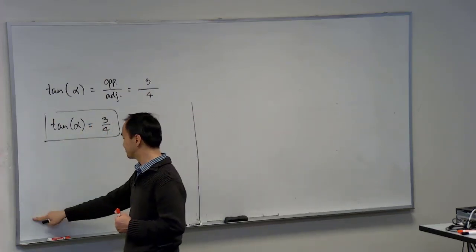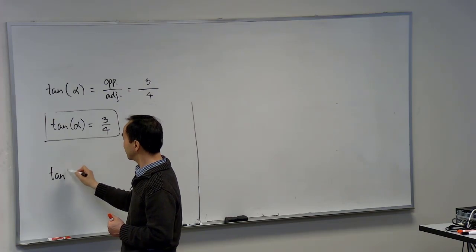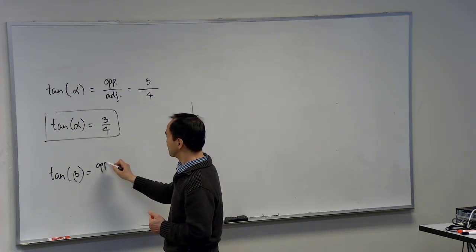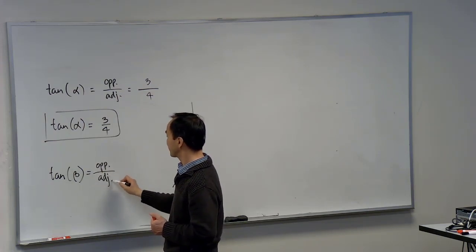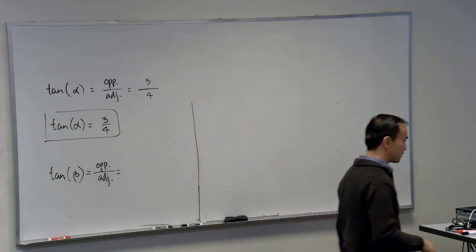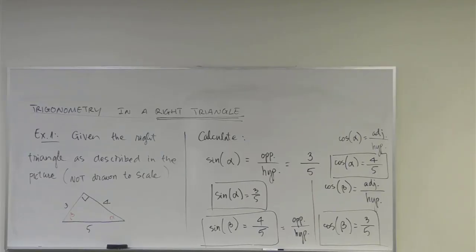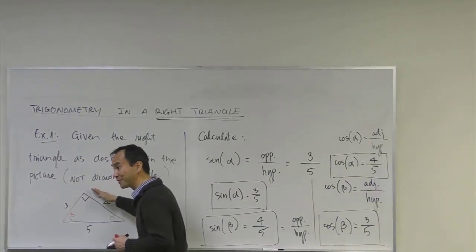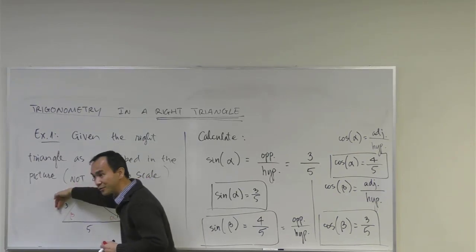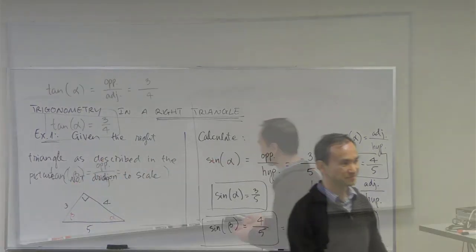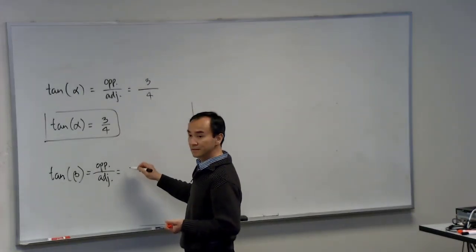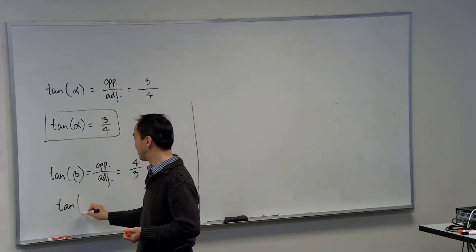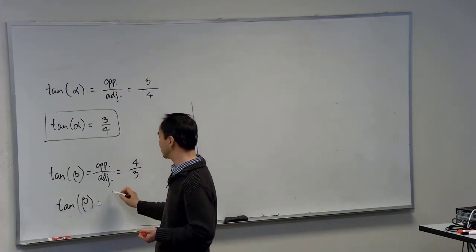In the same way, we're looking at the tangent for the other angle, beta. Again, it's opposite over adjacent, right? Opposite and adjacent relative to angle beta: beta is here, opposite is 4, and adjacent is 3. So 4 over 3 is the final answer for the tangent of our angle beta. Tangent of beta here is 4/3.